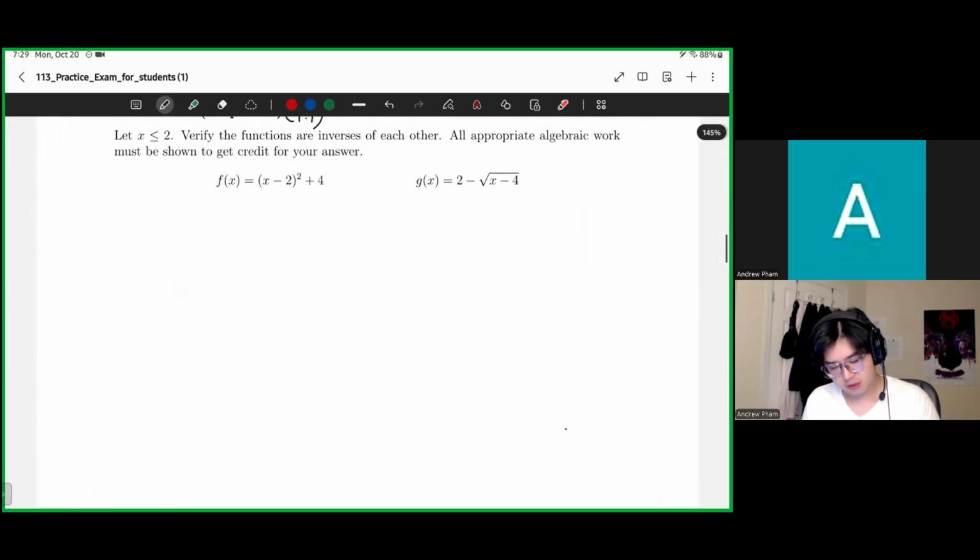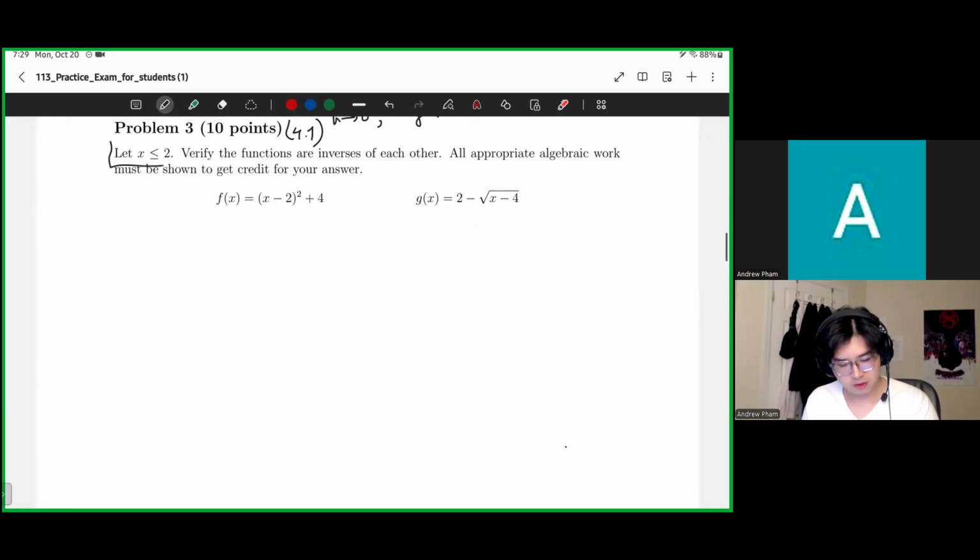Okay, so I have f and g. I also have this nifty thing right here, this domain restriction. That's going to be non-trivial because we have a square root, right? Remember, when we take a square root of an unknown variable, we get plus or minus, the positive or the negative branch of the square root. If I have this domain restriction, it's going to let me choose the negative root, right? I'm saying x to be less than 2. So keep that in mind.